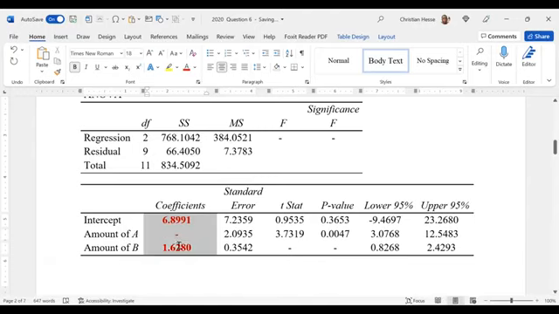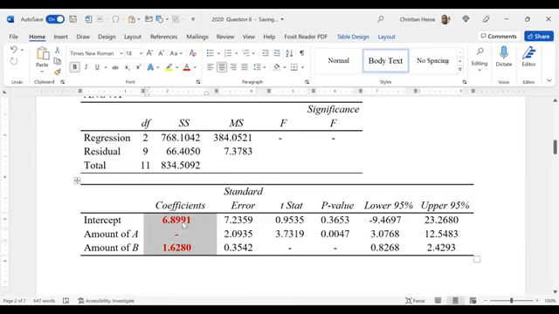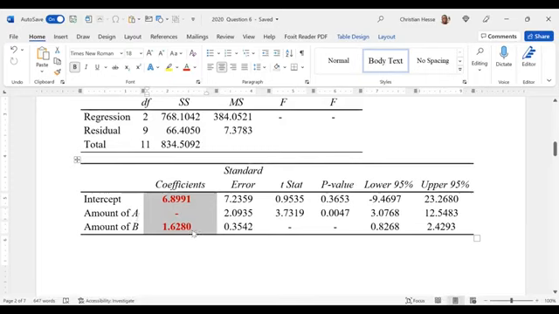Please, are you listening? You can write that statement. To write down the regression model, you use the coefficients. But unfortunately for us, one of them is omitted. Which one is omitted? The coefficient of the amount of A is omitted. So we need to calculate it. So how do you compute it?